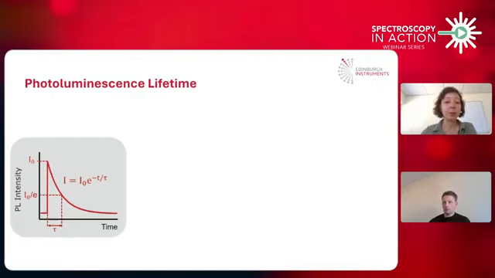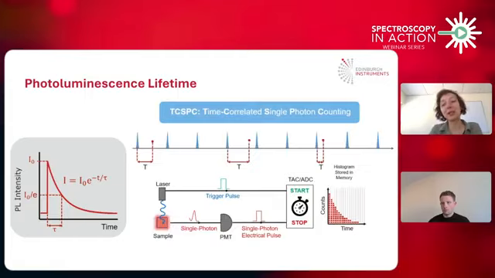So the definition of PL lifetime is shown here on the left. It corresponds to the average lifetime that a molecule spends in the excited state before returning to the ground state. And you determine it by measuring PL intensity as a function of time. And the lifetime, which is the tau in the equation, is obtained from an exponential fit to that equation there. The most accurate technique to measure PL lifetime is time-correlated single photon counting, or TCSPC.